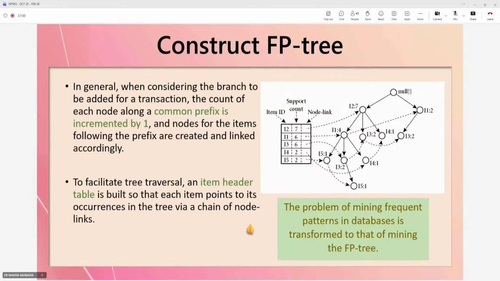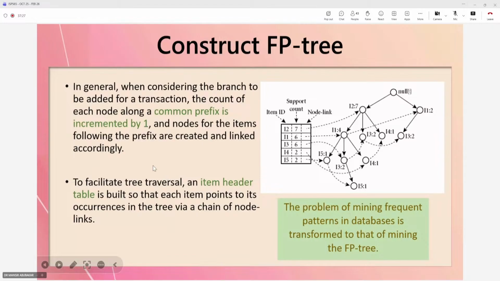So in general, when we consider the branch to be added for a transaction, the count of each node along a common prefix is incremented by 1. You have seen what we did in the I2, keep incrementing. Then wherever we have another item connected, then we increment the count. And the nodes for items following the prefix are created and linked accordingly.